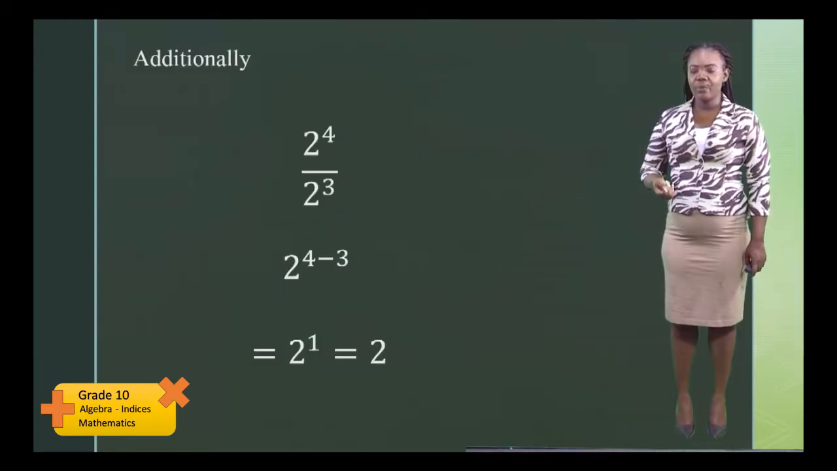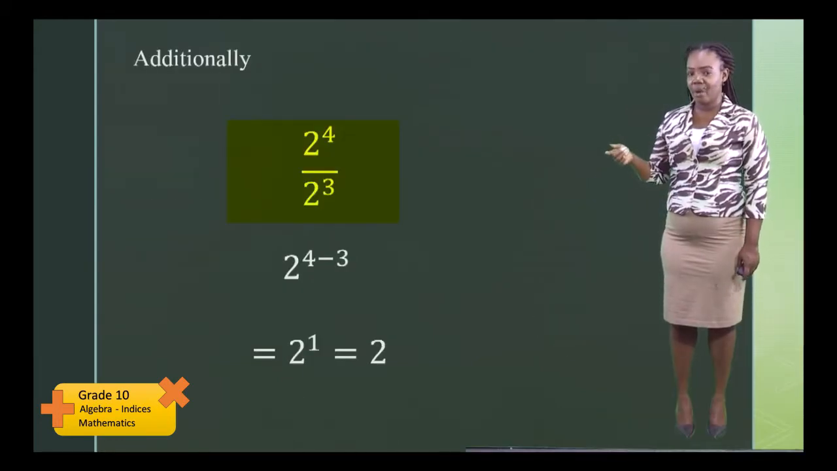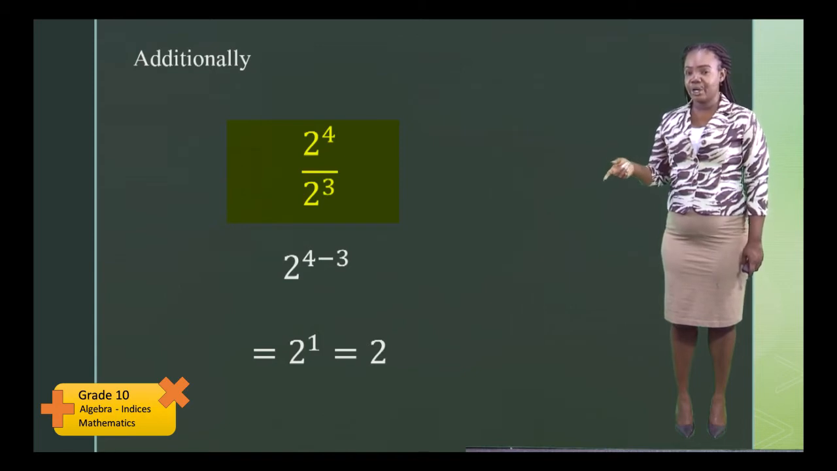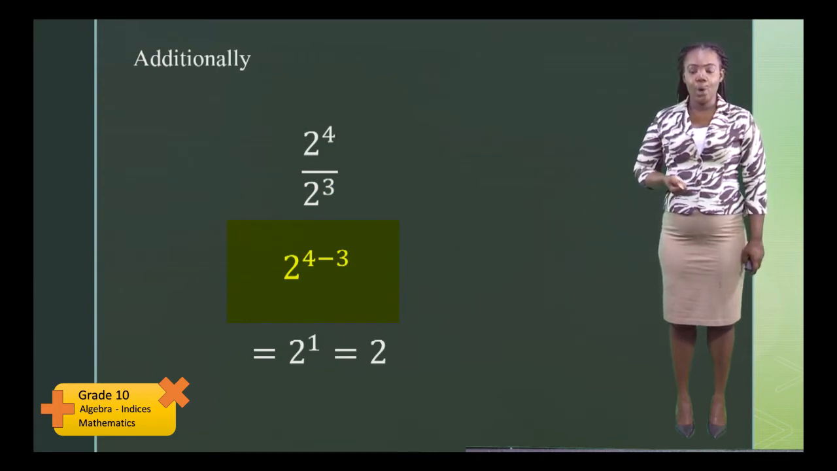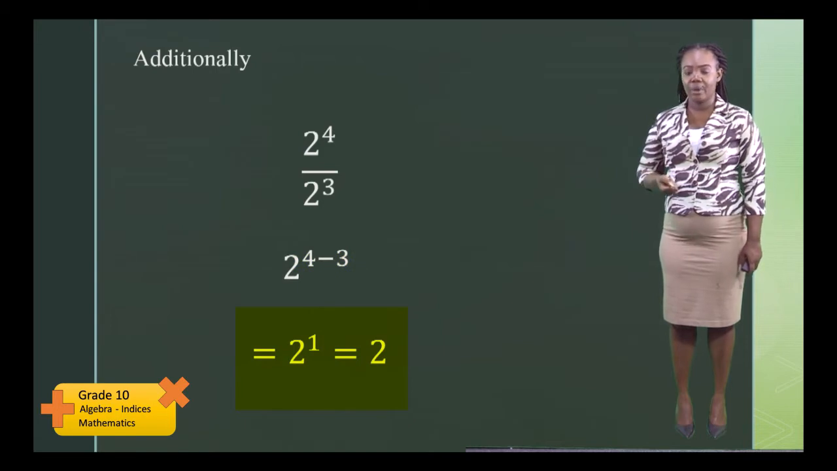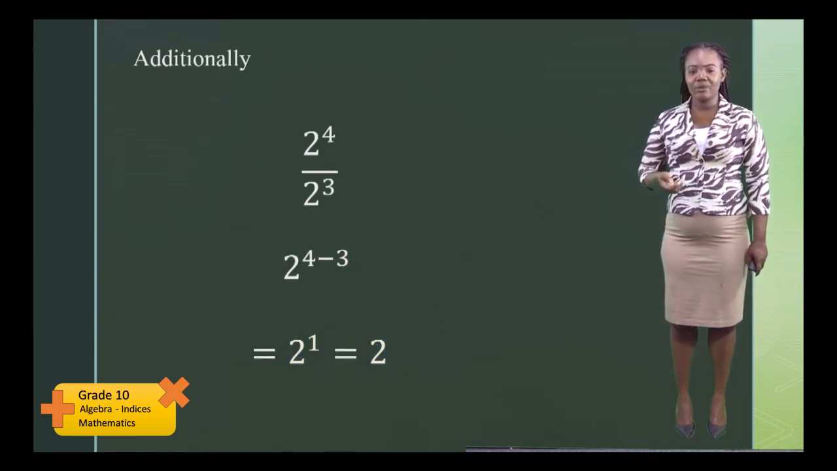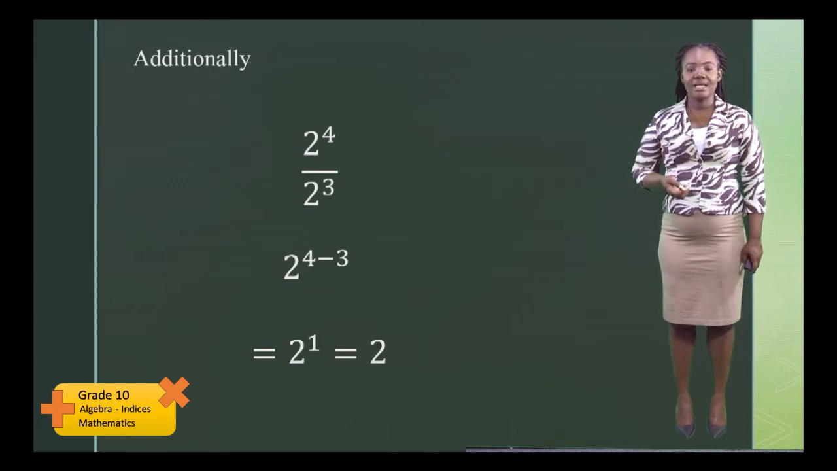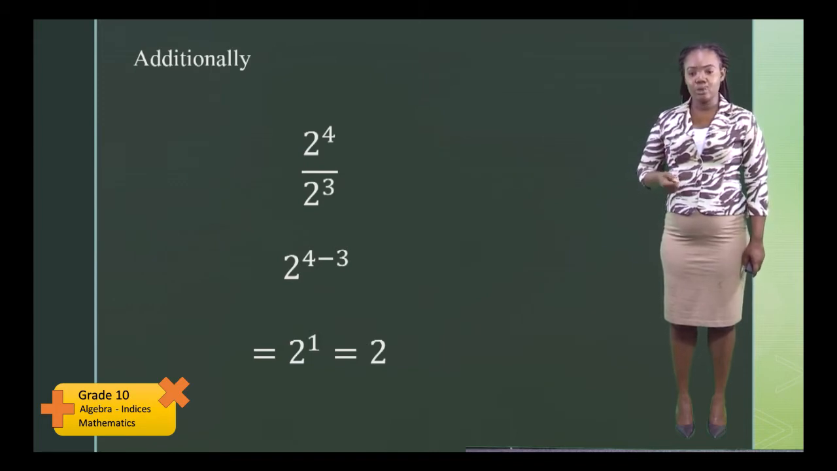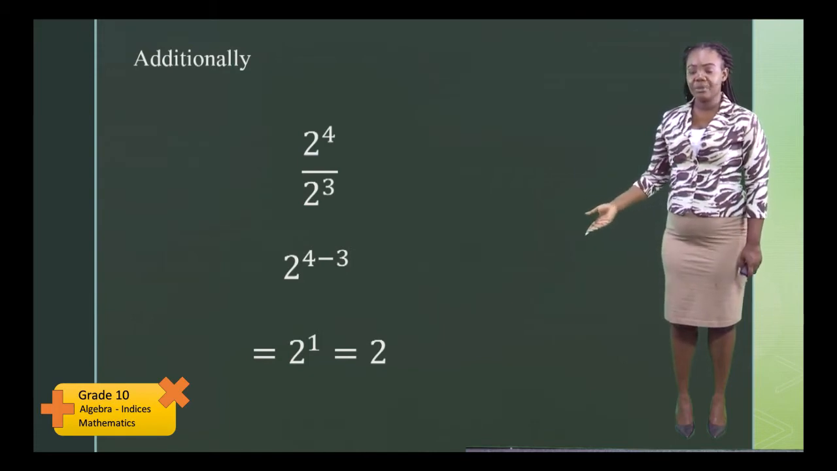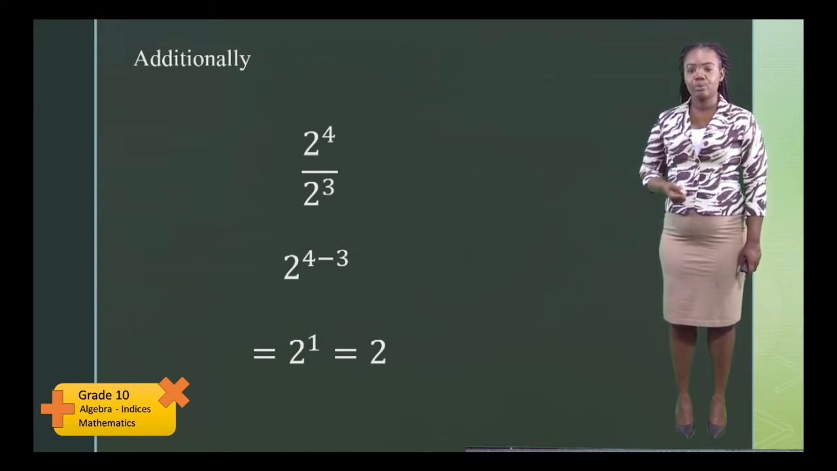Now additionally, if we had 2 to the 4th power divided by 2 to the 3rd power, we are going to have, as you can see here, 2 to the 4th minus 3rd power, which will give you 2 to the 1st power. Now in mathematics, we do not write 2 to the 1st power because it is understood that once no power is visible, that is raised to the power of 1, or that is raised to the index of 1. So 2 to the 1st power can be rewritten as simply 2.